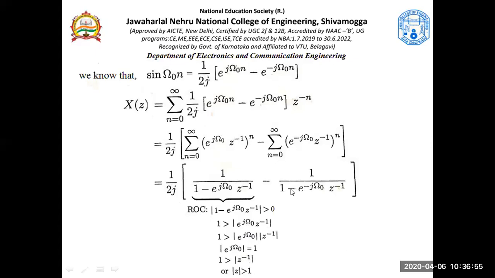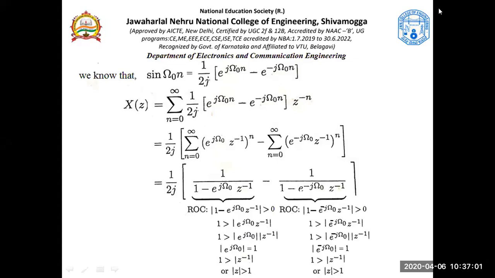Similarly, what is going to be the ROC that we can find out from this? Same expression, instead of the positive power of the exponential, we have taken the negative power. Whether it is the positive power or the negative power of this complex exponential, the magnitude is anyway going to be 1. So the same result would happen. From both the terms we are able to find the same ROC, that is |z| greater than 1. So that is going to be the ROC of X(z).